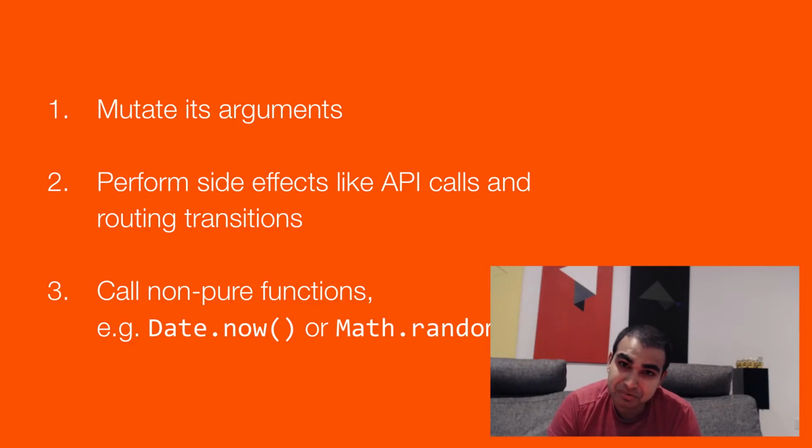One of them is Date.now. The other one is Math.random. It's hard to predict with any kind of certainty what the value will be for these at any given moment. So you should avoid them and all these things.